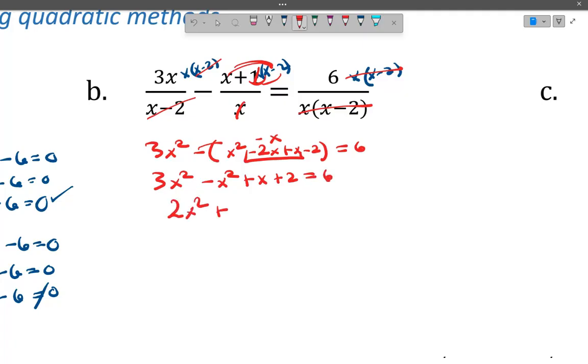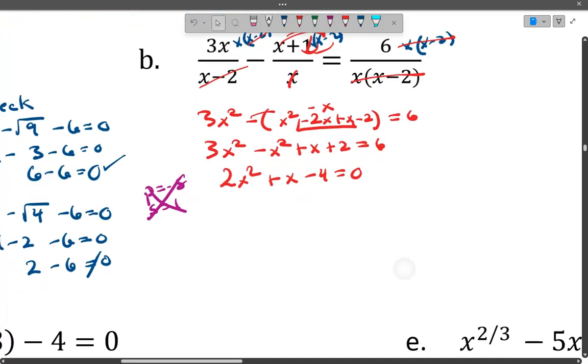2x squared plus x minus 4 equals 0 for our standard form. Now we want to ask ourselves, can we factor this? So we want to take a look and say any products of negative 8 that'll add to 1. If I try to multiply here, no, that's not going to work. I cannot factor it. Can I use the square root property? No, I have two variable terms, so I can't use the square root property. That leaves us with the quadratic formula.